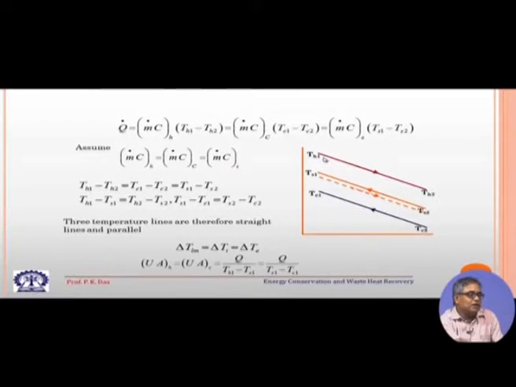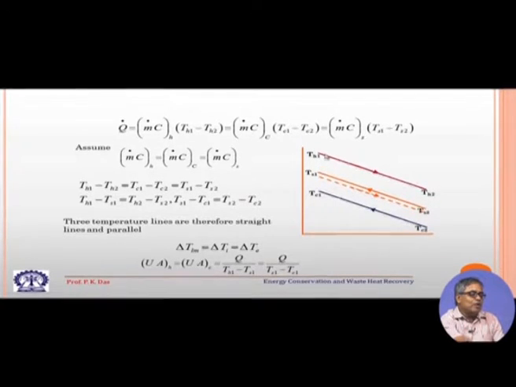The temperature change with length of the heat exchanger is linear, and the temperature difference inside the heat exchanger throughout the length is constant. The local temperature difference between the fluid streams is constant along the length of the heat exchanger. So with this we know that if this kind of temperature difference is there, then we need not calculate LMTD or any kind of mean temperature difference, because everywhere the local temperature difference is the same.